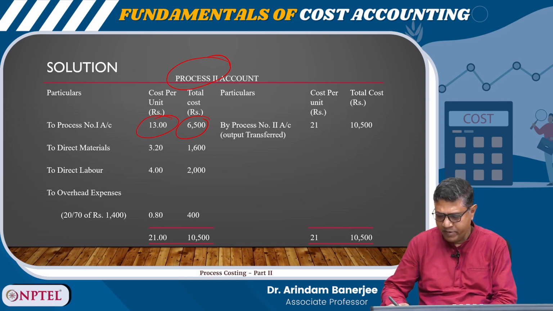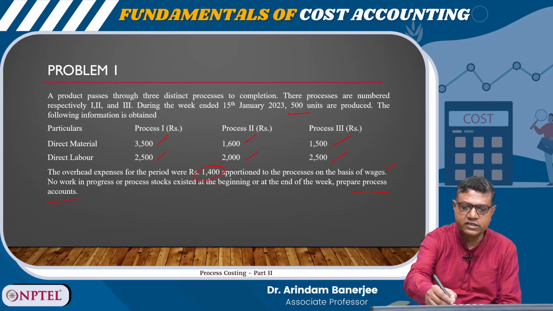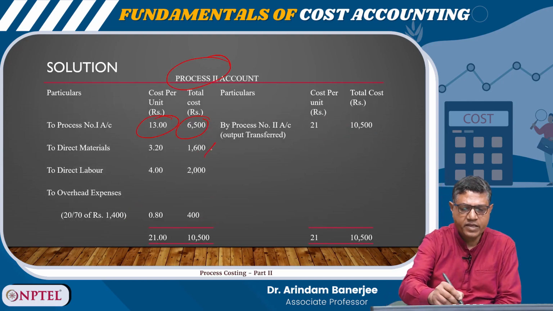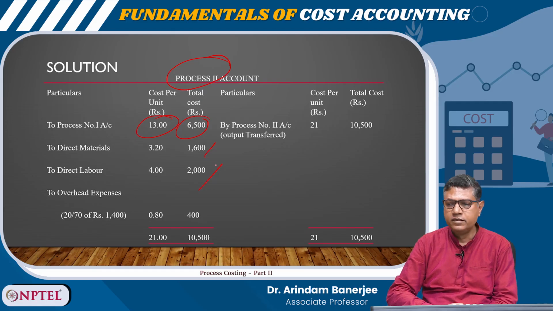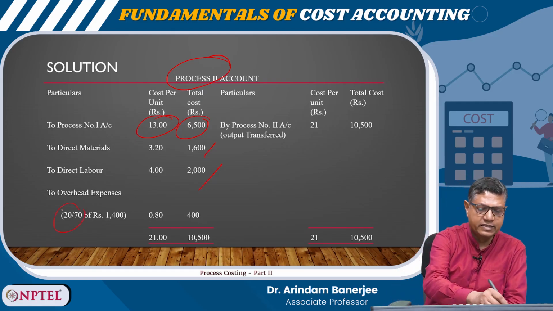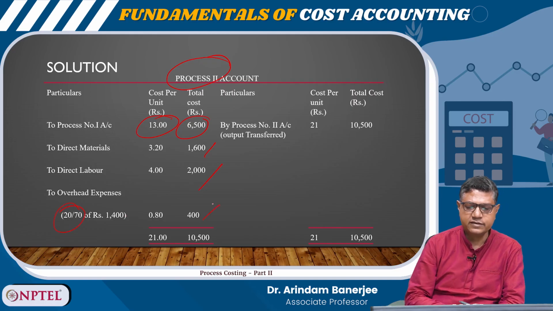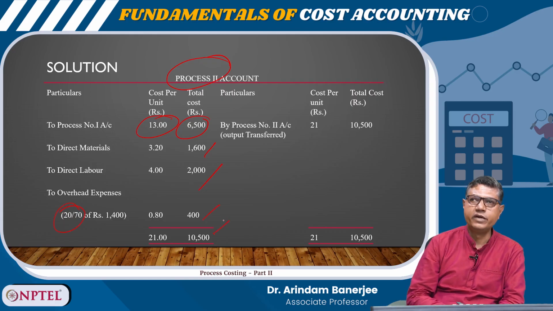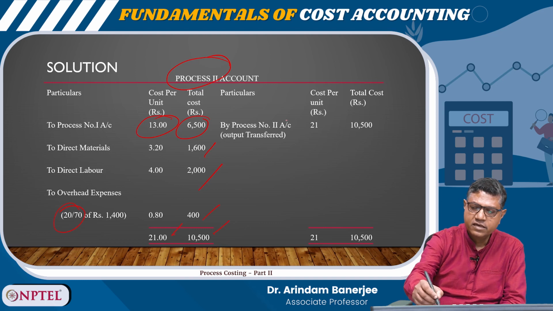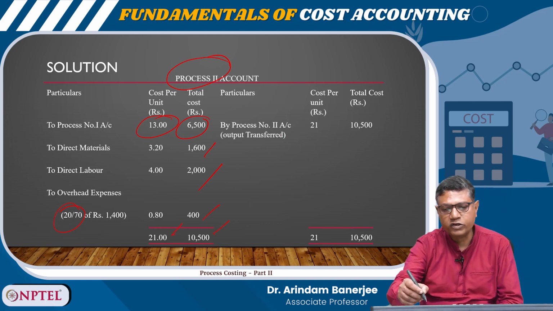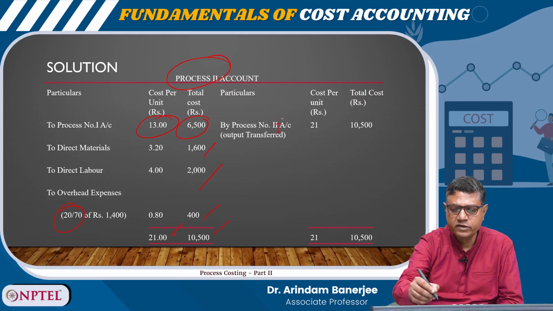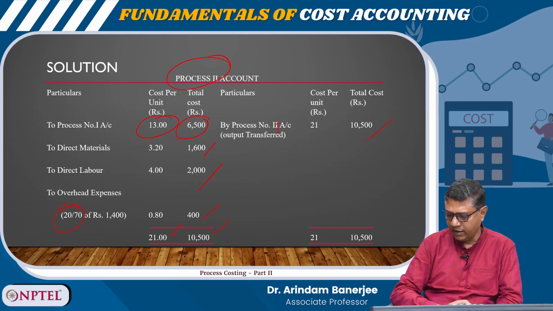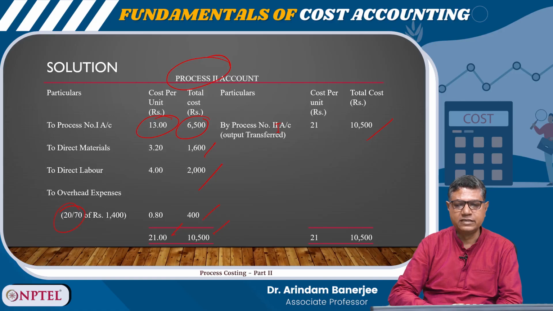Then in process 2, the direct material and labor are added. In the question it is given as 1600 and 2000, so we can add 1600 and 2000. Now, the proportionate overhead, 20 by 70, is also added, coming to 400. If I add, I am getting the total of 10,500, per unit coming at 21. So, this output is transferred to process 3, 10,500.